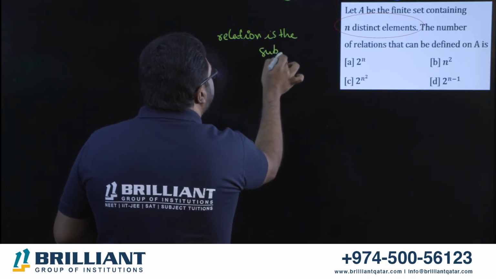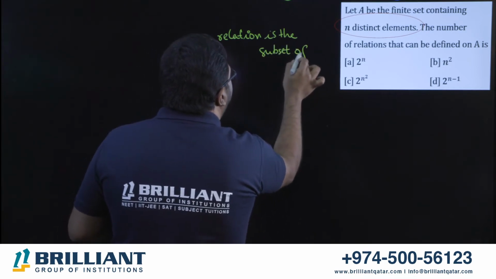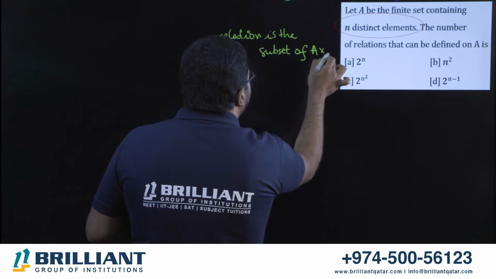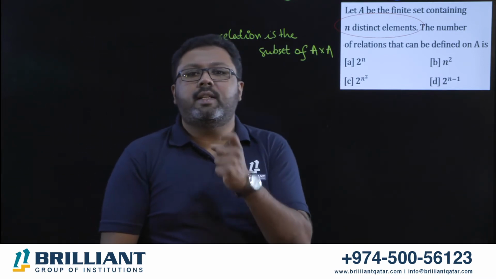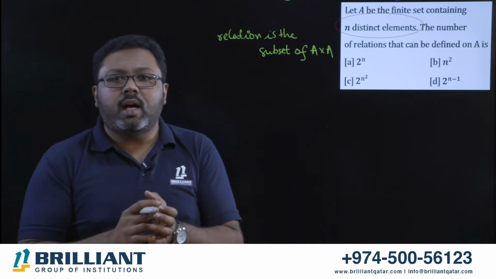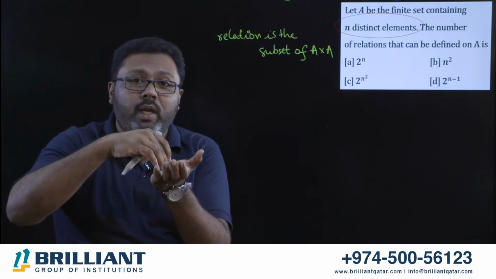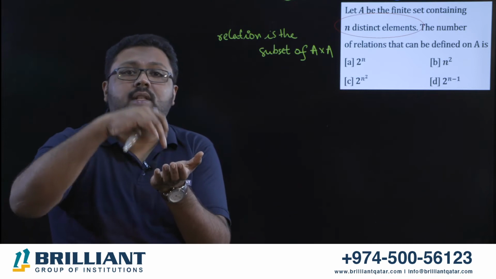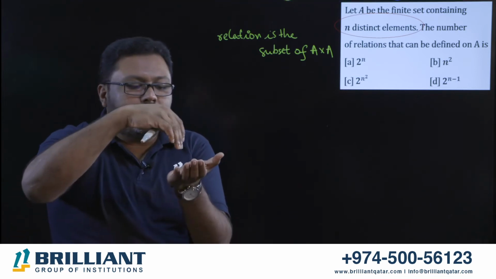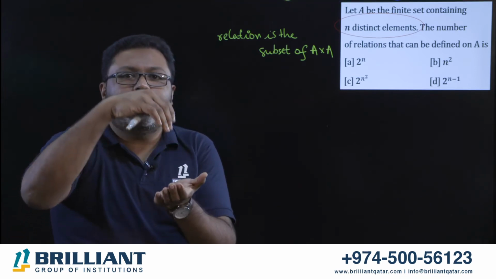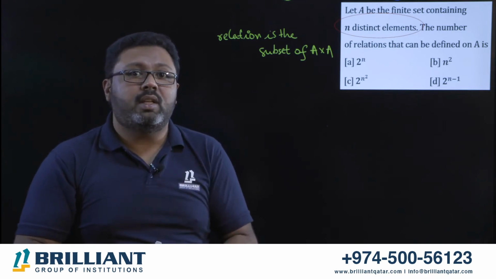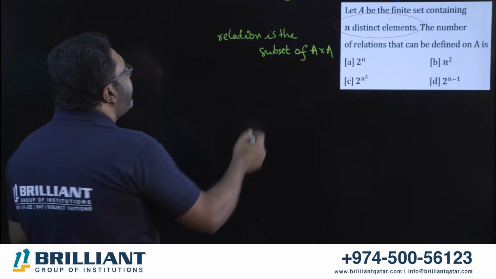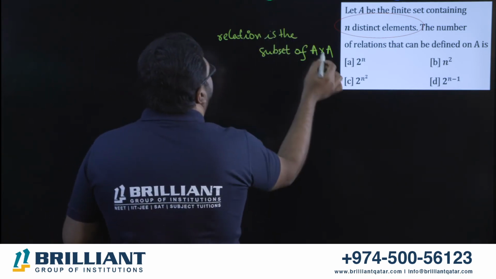not A cross B, it is the subset of A cross A, because here the relation is defined on a single set. So the elements are related between the same elements of the same set. That is, if I take an element X and an element Y, both of them should be obtained from the same set A. So I am forming this relation as a subset of A cross A.